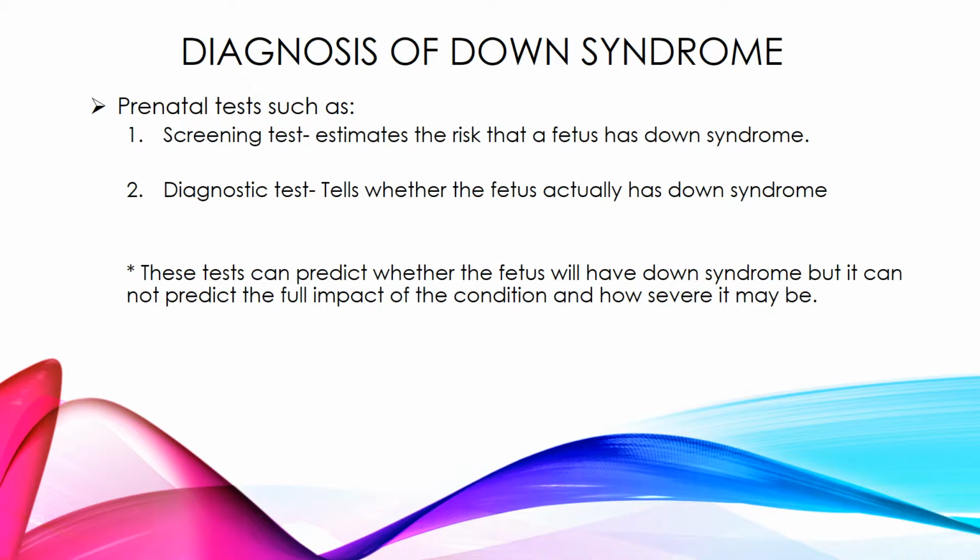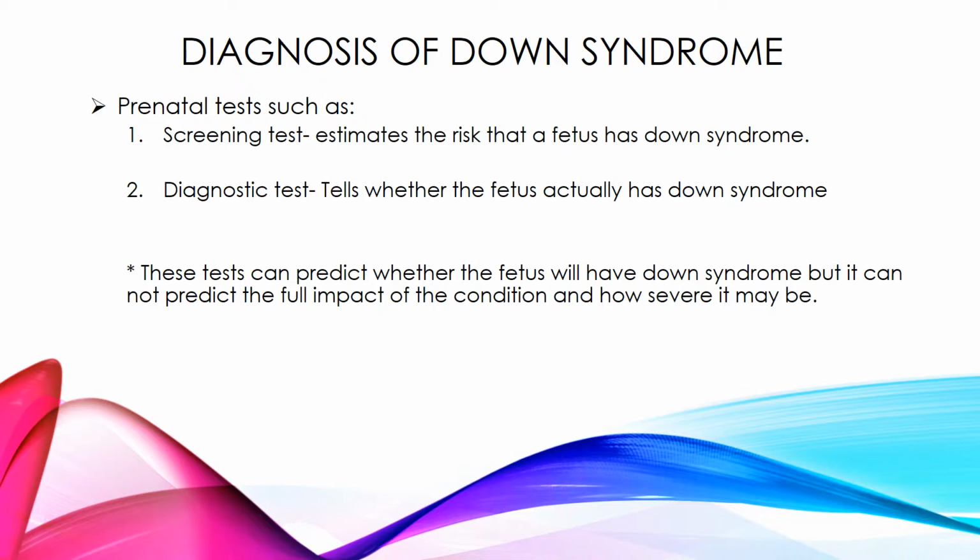A diagnosis of Down syndrome. There are 2 ways to diagnose Down syndrome before the baby is born. The first one is known as a screening test, and the screening test estimates the risk that a fetus has Down syndrome. Examples of a screening test would be an ultrasound or a blood test during the 1st or 2nd trimester of the pregnant woman. The second is a diagnostic test.